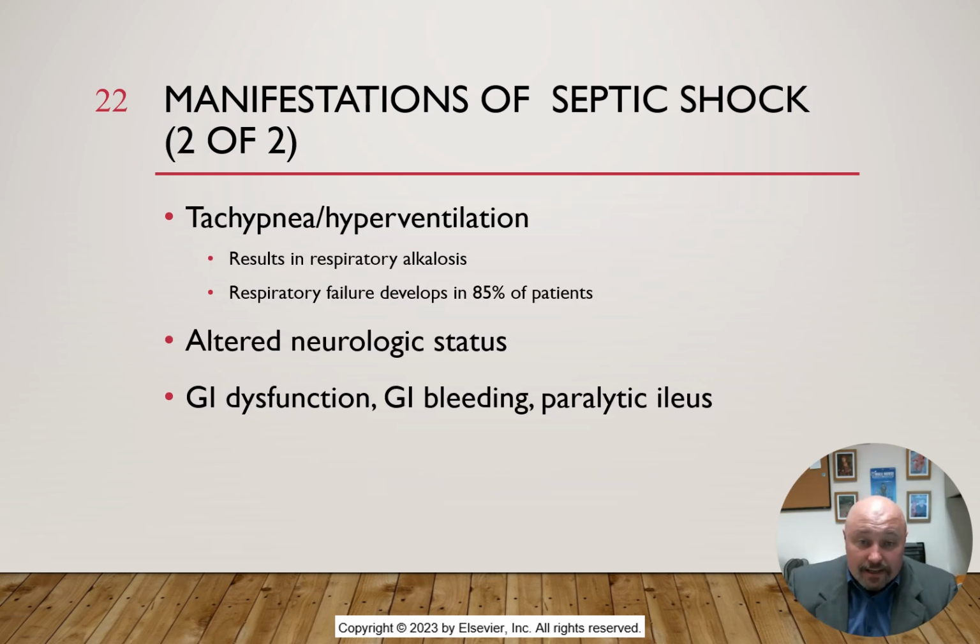In the case of tachypnea and hyperventilation, this results in respiratory alkalosis, and respiratory failure develops in 85% of patients. We may also see altered neurologic status, GI dysfunction, GI bleeding, and paralytic ileus.